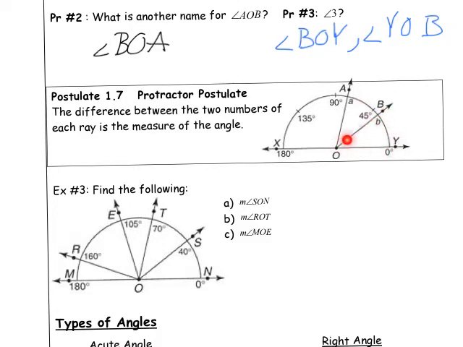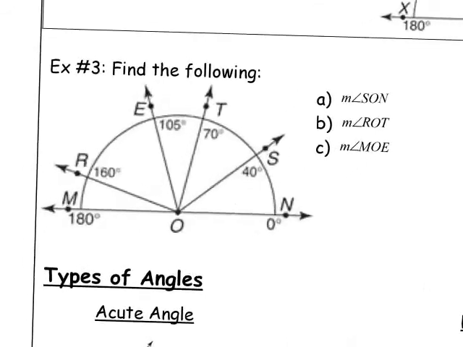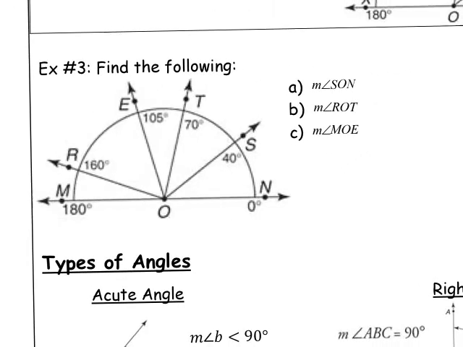Let's say this was going to like 43 degrees, and this started at 0. We could say, hey, this angle measure here is from 0 to 43. Well, the difference between 0 and 43 is 43. So this one would be 43 degrees. Let's play with it a little bit more. I'll show you what I'm talking about. Here we have an example number 3. So it says first find the measurement of angle SON. So let's look at it.